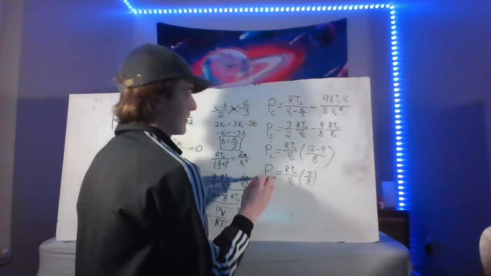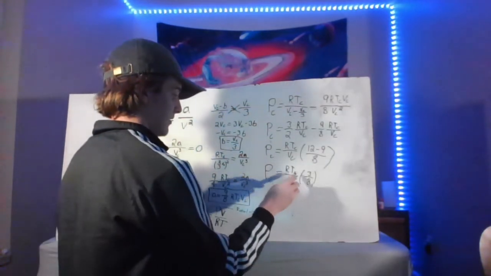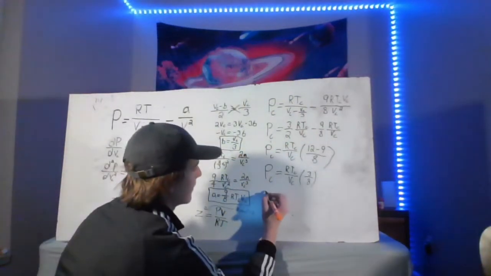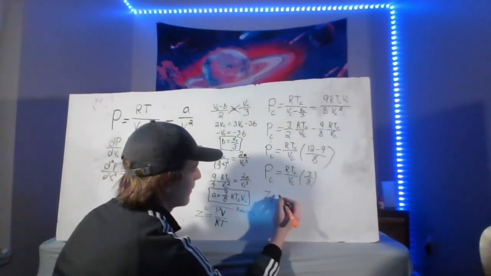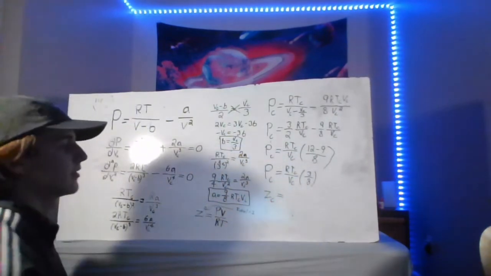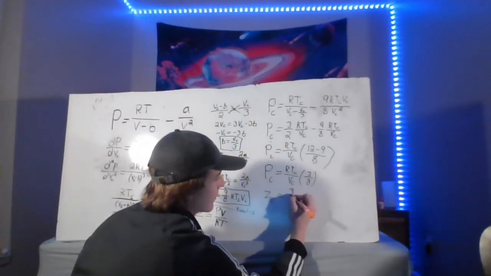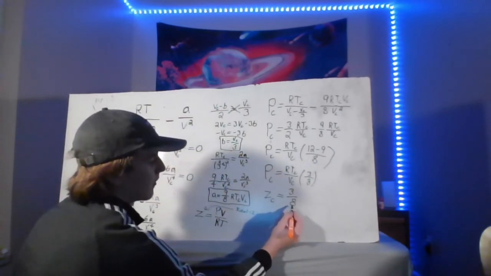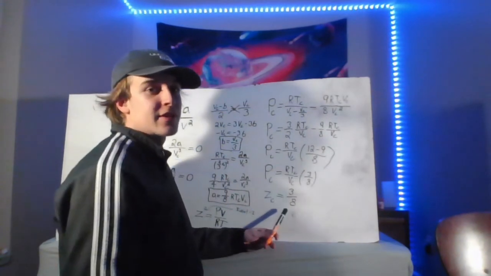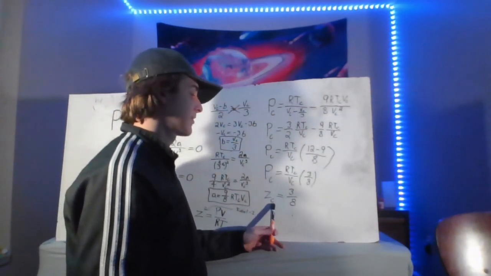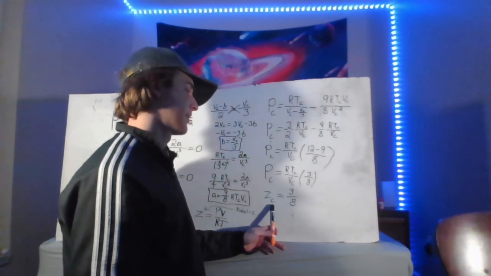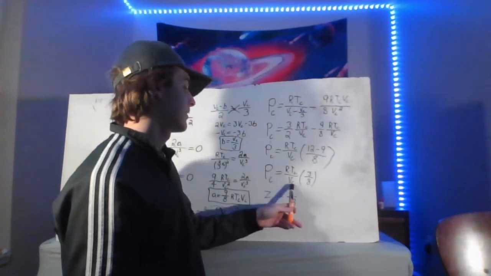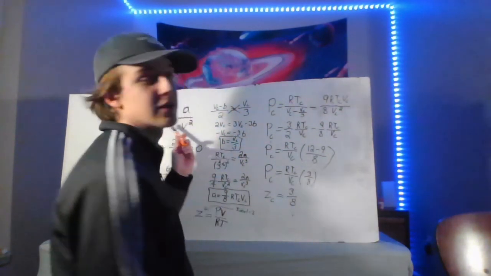So now if we just move this to the other side, then we will get the compressibility factor at the critical temperature will equal 3/8. And this compressibility factor of 3/8 at the critical temperature, pressure, and volume is true for any compound, according to the van der Waals equation of state.